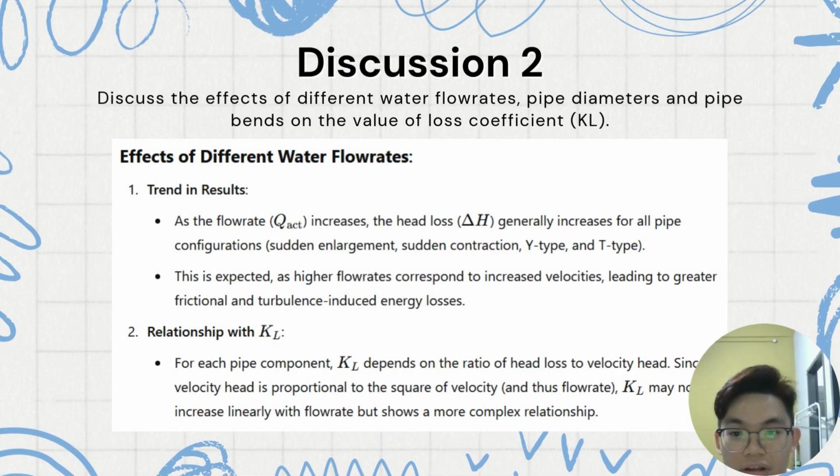Okay, our discussion topic for this experiment is to discuss the effect of different water flow rate, pipe diameter, and pipe bends on the loss coefficient, that's KL. Okay, the effect of different water flow rate, we observe the trend in the result. As the flow rate increases, the head loss also increases for the pipe configuration, and we observe the relationship with KL. For example, the KL depends on the ratio of head loss to velocity head. And this is our first part.